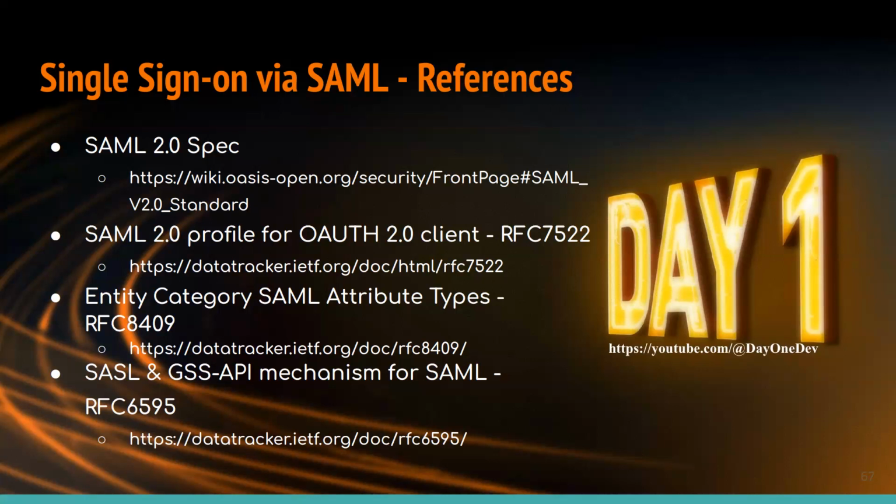And the attributes that have to be included were called out as a user ID and Active Directory groups, which are considered attribute types. So for all this, there's a standard specification too. There is an RFC here. I highly recommend you go and look at this. And finally, last but not least, there is RFC 6595, which I highly suggest you look at, the SASL and GSS-API mechanism for using SAML.